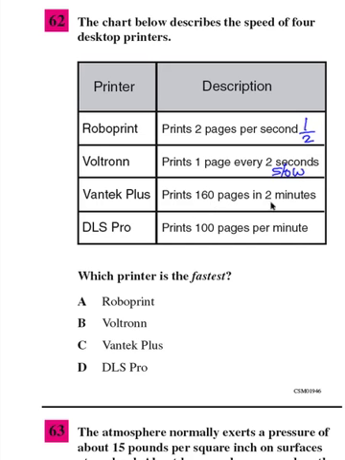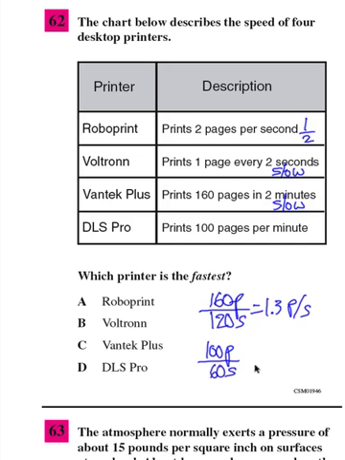160 pages in 2 minutes, that's 160 pages in 120 seconds. So that's a little bit more than 1 page per second. That's about 1.3 pages per second. That's slower. And this one prints 100 pages in 60 seconds. That is the same as about 1.6 pages per second. So this is also slower than the first one.